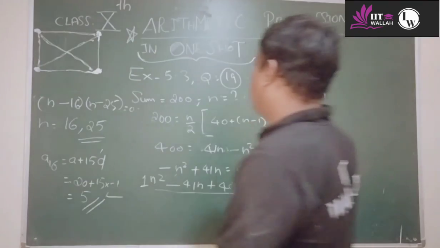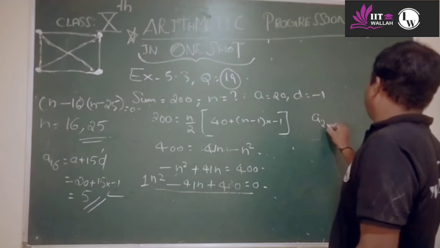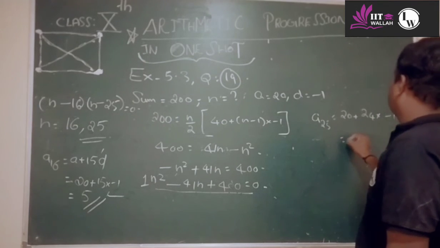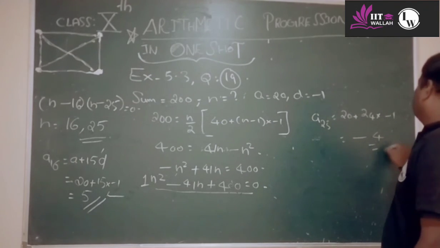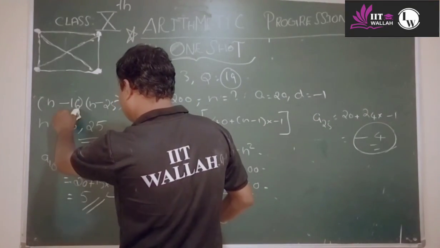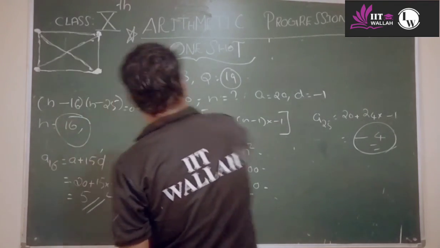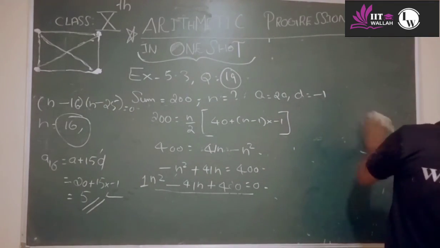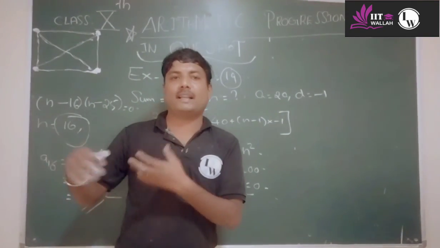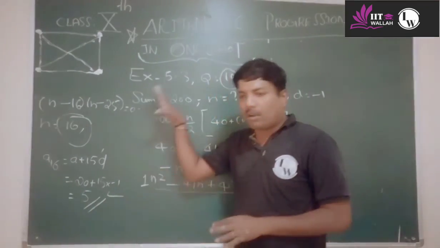Okay. And if you take n is equal to 25, a25 is 20 plus 24 into minus 1. This is becoming negative. So the number of logs cannot be negative. So we are not considering this value. We are not considering 25, we are considering 16. The number of logs cannot be negative because it is a counting thing. Okay, this is how we can solve this type of problems.